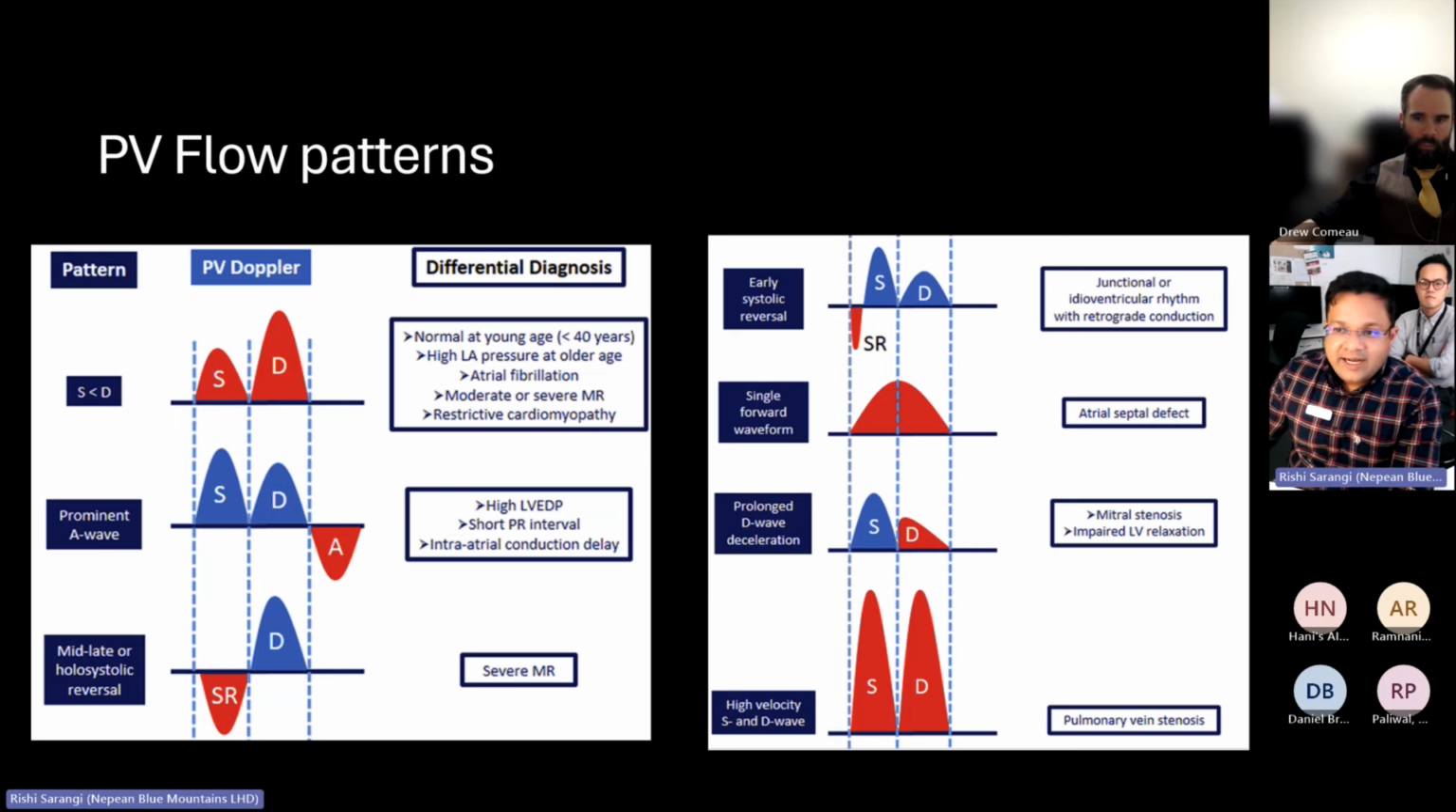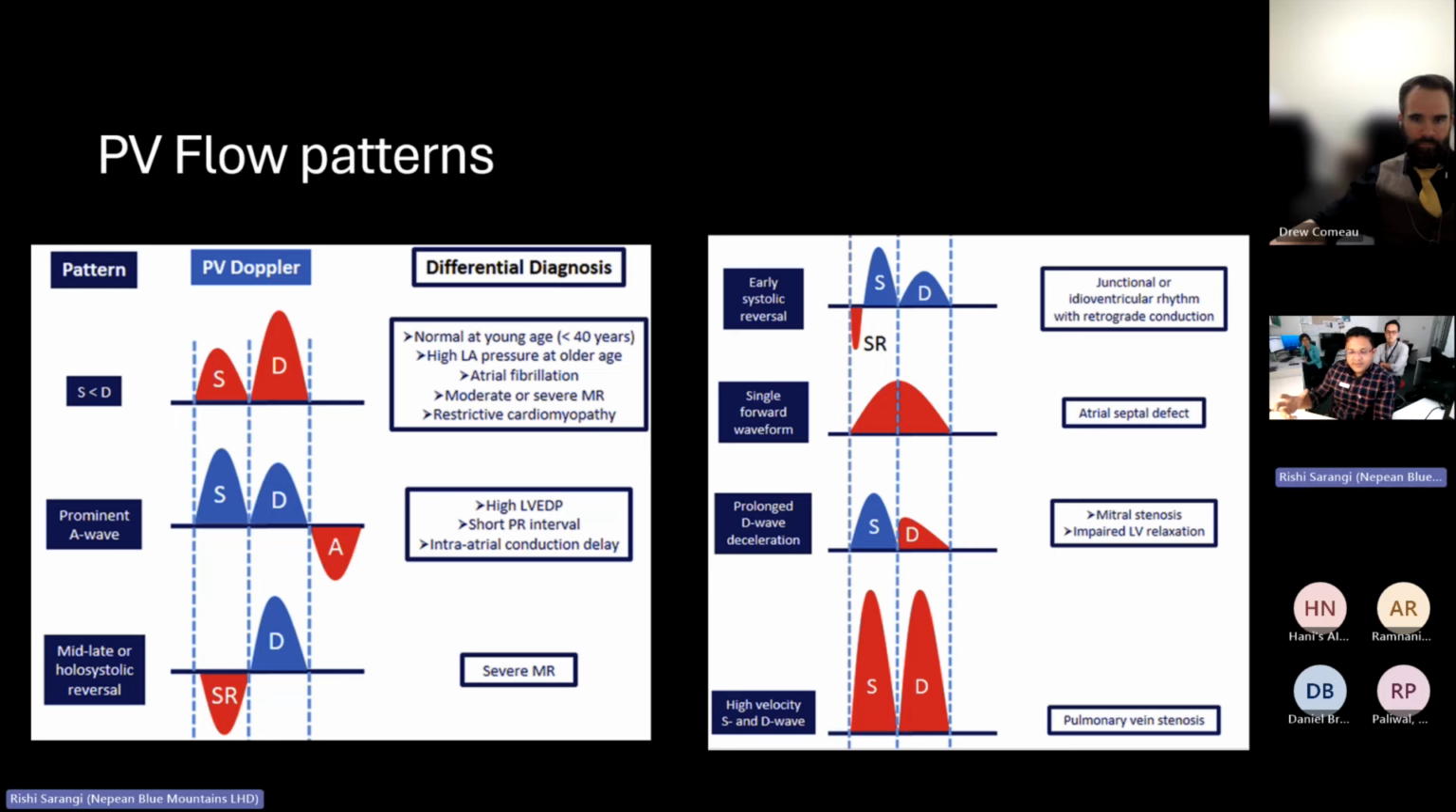Also, it is worth noting that the right upper pulmonary vein is likely to exhibit the reversal a bit more compared to the left one, mainly because of the way it enters the left atrium and the way it is angulated. So very often when you have a jet which is anteriorly directed or even centrally directed, you are still going to get a reversal in the right upper pulmonary vein.